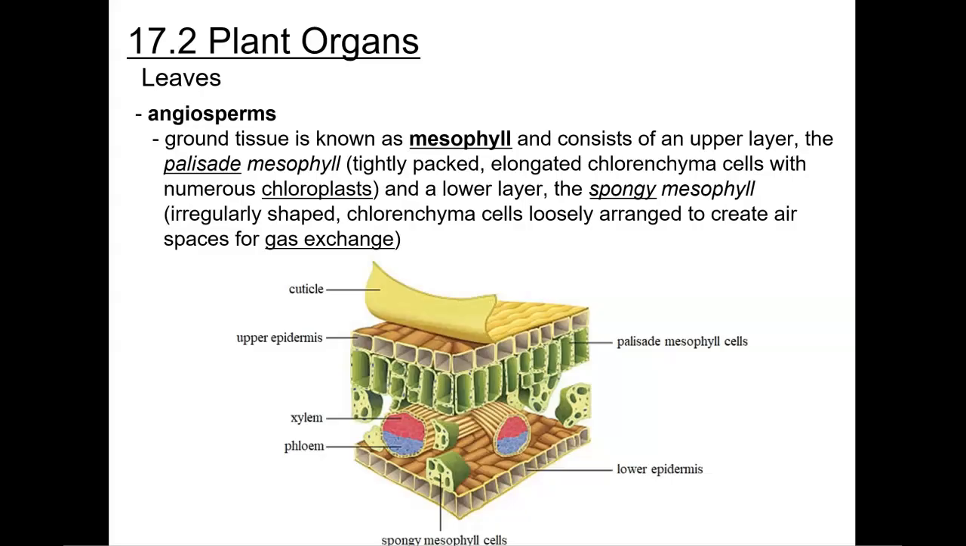The lower layer, or the spongy mesophyll, is going to be irregularly shaped, like I just talked about, and it's made of sclerenchyma cells. These are going to be loosely arranged to create air spaces for gas exchange. Now remember, we're going to have oxygen that's being produced as a byproduct from photosynthesis that's going to be pushed out through the stomata, and it's going to be bringing in carbon dioxide that it will use for photosynthesis. So that's going to be our gas exchange.